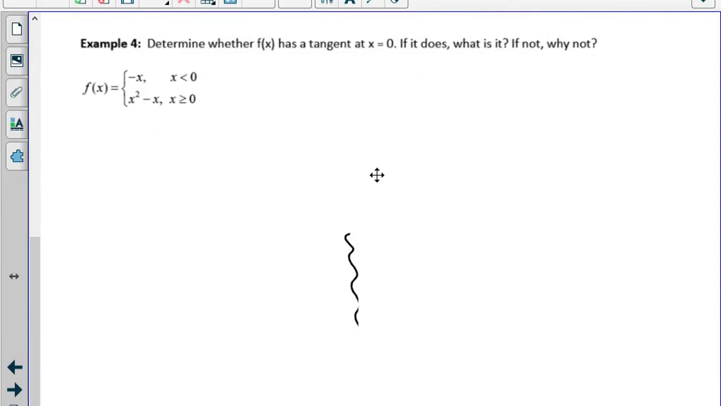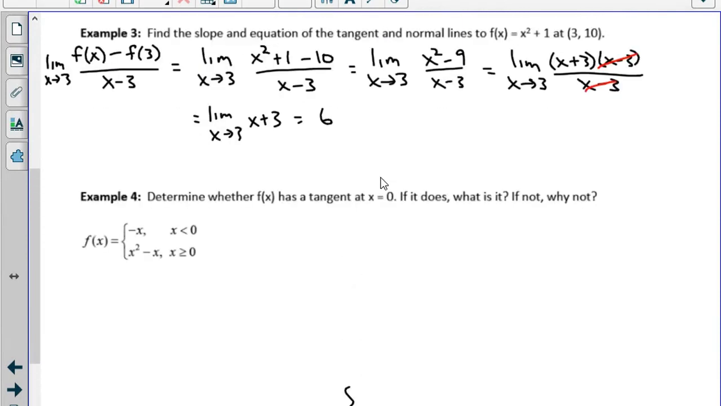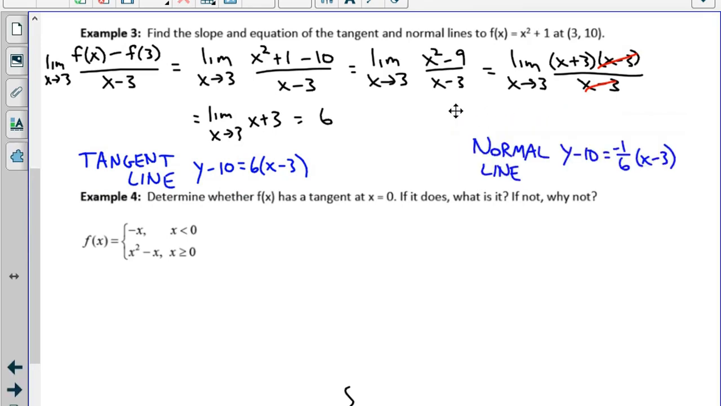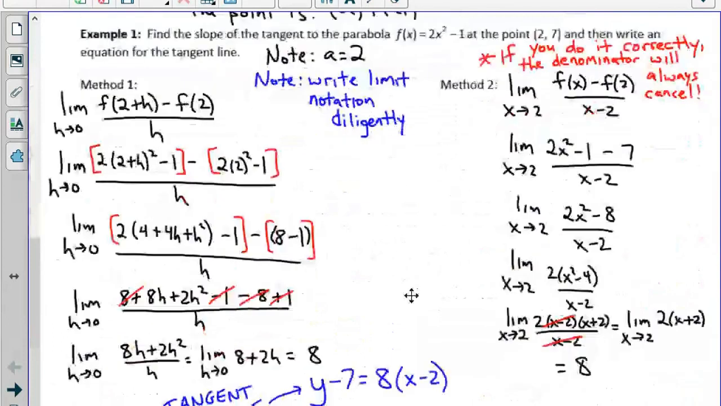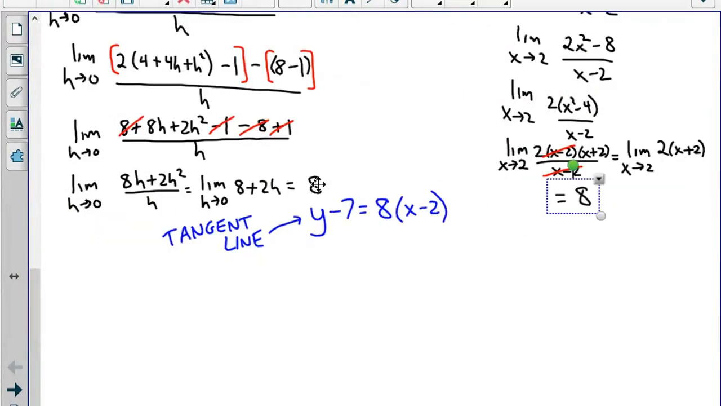Number 4, determine whether f of x has a tangent at x equals 0. Oh, my fault. Example 3, I forgot to give you the equation of the tangent and normal lines. Since this has the point (3, 10) and I have the slope of 6, I can then write the equation of a tangent line, and here I can write the equation of the normal line. One more thing to point out, I forgot to mention it on example 1, but notice that since the slope was 8 in both problems, that means the tangent line could have been derived using either method.